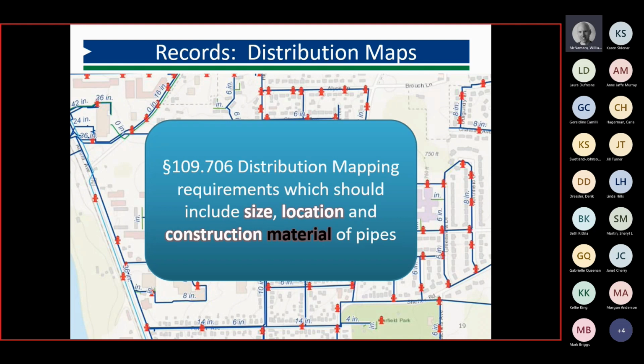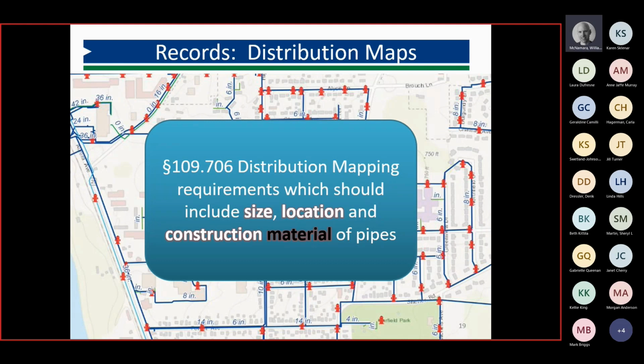Now, this is another regulation that we have in Pennsylvania. Chapter 109.706 does require every water system to have a distribution system map, and it specifically says that those maps should include the size, location, and construction material of pipes in the distribution system.